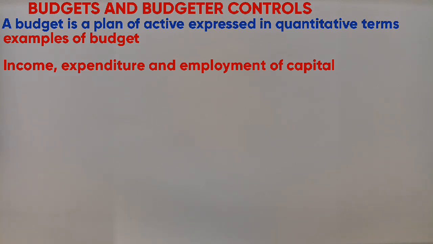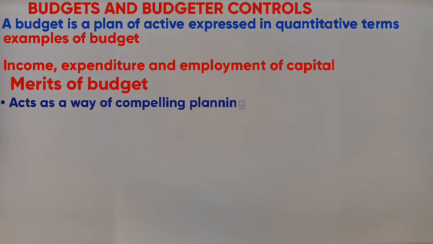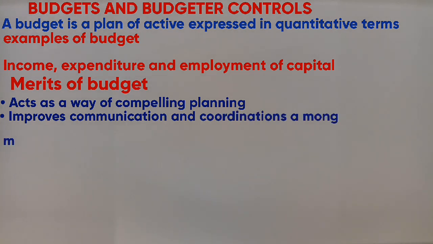Now, when we have seen the definition of budget, what are some of the advantages of budget? Briefly, we want to name the advantages of budget. A budget acts as a way of comparing planning. Remember, each organization must make a plan, so the way of comparing a plan is to make a budget. Point number two, it improves the communication and coordination among the management and employees. So we use a budget as a tool of communication and coordination among the management and the employees of an organization.